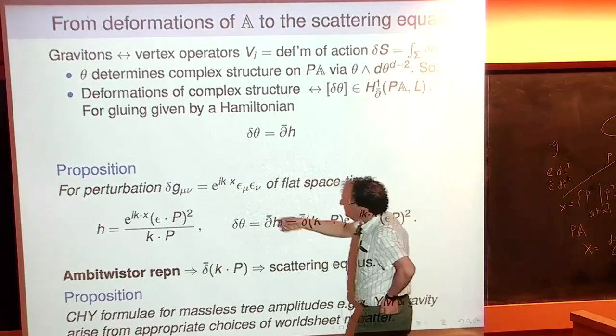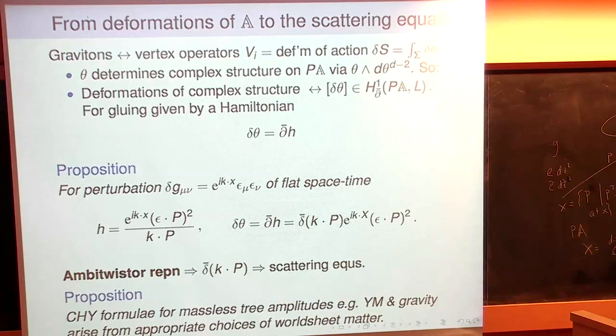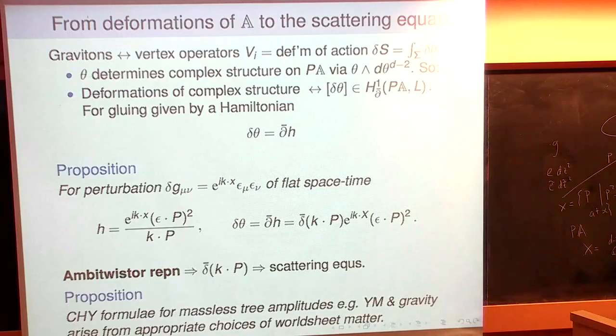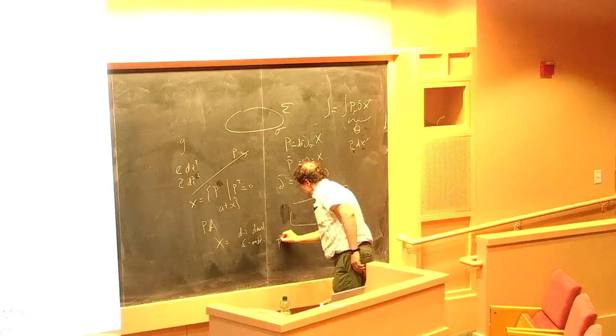Well, what we're going to do is think about how this leads to you needing to glue together the ambitwistor space in a different way. So the picture was that that will lead to some shift in the gluing of ambitwistor space. And now P squared is what generates the null geodesics.